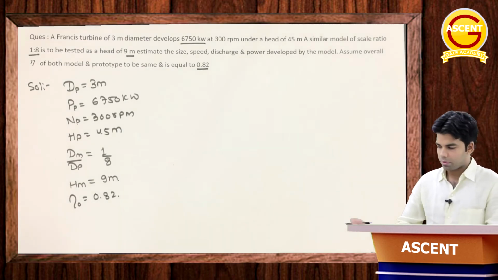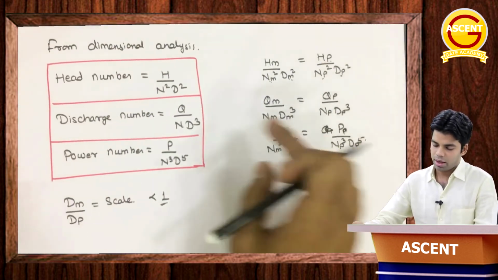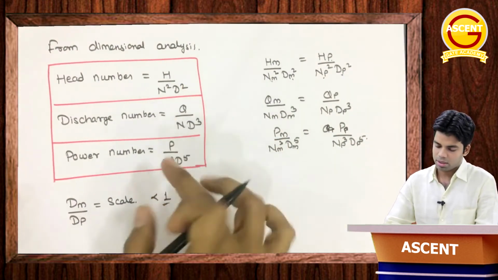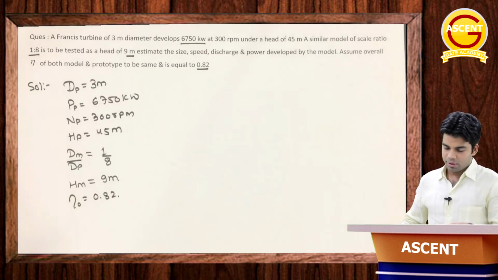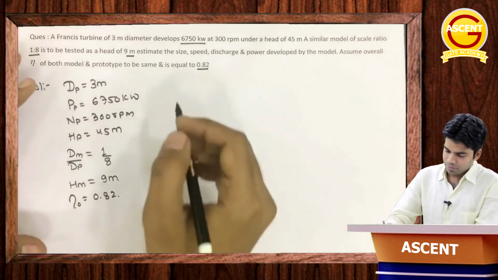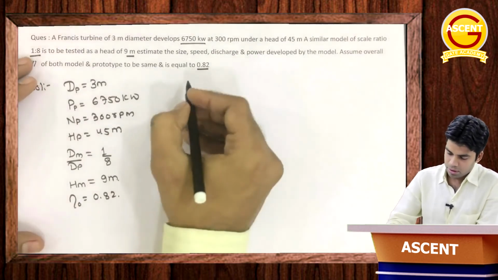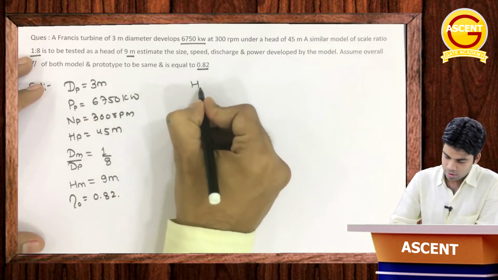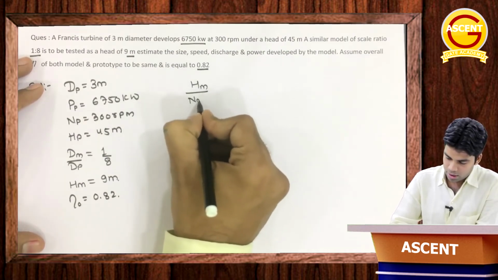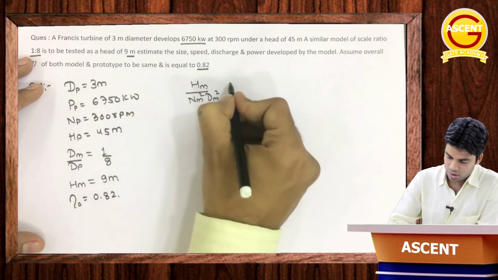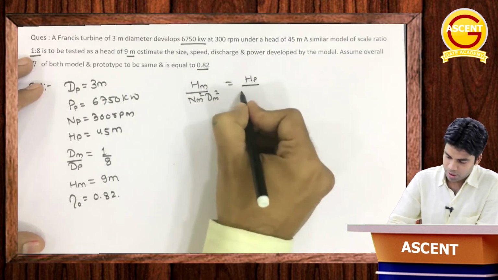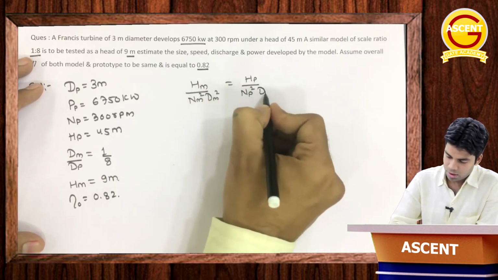So how can we determine? Same thing, what we can do is equate these numbers, the head number, the discharge number and power number, and with that we can determine this. How? First of all, let us equate the head number. So we will get Hm by Nm square Dm square is equal to Hp by Np square Dp square.